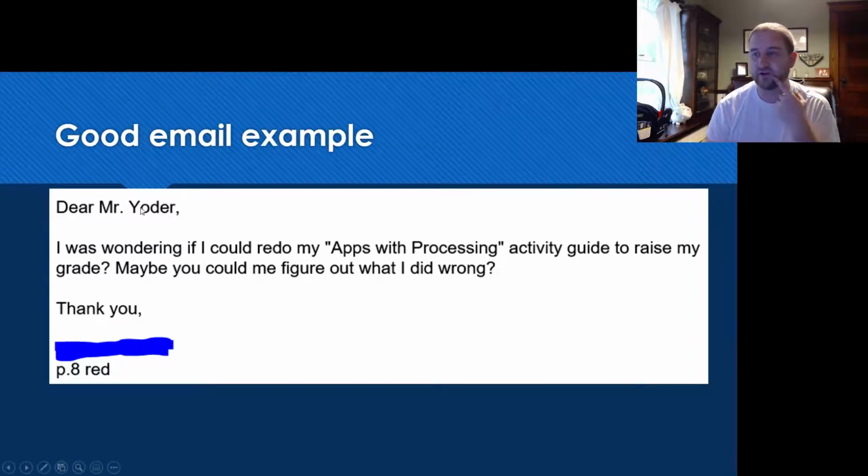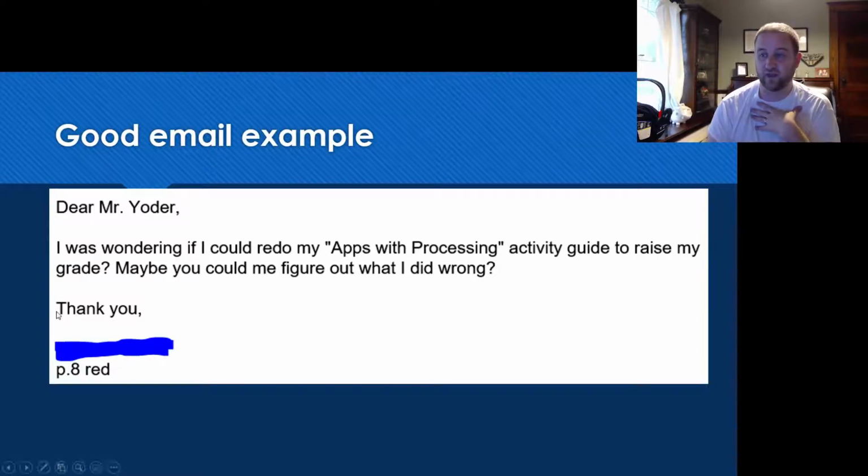So here, the first one, you can see this is a good one because it starts with Dear Mr. Yoder. Okay, these sentences are full, complete sentences. I can tell she double checked the grammar, punctuation, all that. Says, I was wondering if I could redo my apps with processing activity guide to raise my grade. Maybe you could, and then there's one small little error, right? It says, maybe you could me figure out what I did wrong. I think she meant maybe you could help me figure out what I did wrong. She left out one word. But other than that, this email is really good.